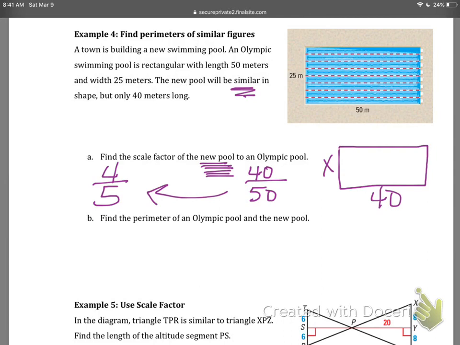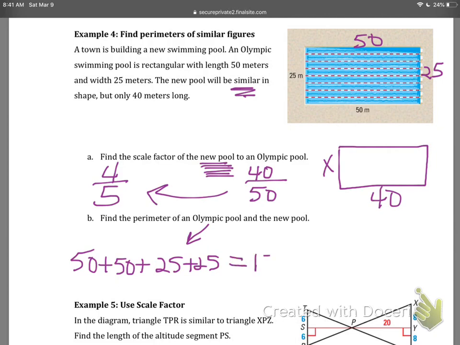Next they say to find the perimeter of an Olympic pool and the new pool. Alright, so the Olympic pool, I know that the opposite sides will be the same because it's a rectangle. So Olympic will have a perimeter of 50 plus 50, so we'll add these up. 50 plus 50 plus 25 plus 25. So that is a total of 150.